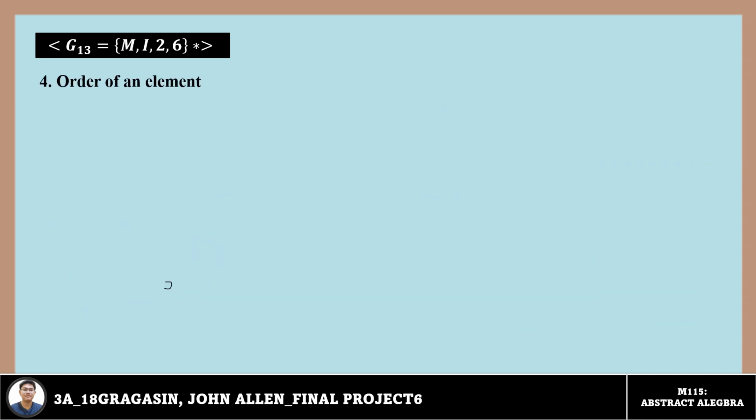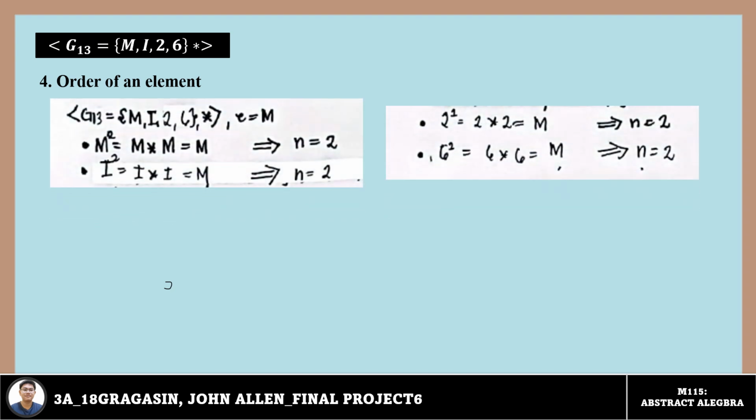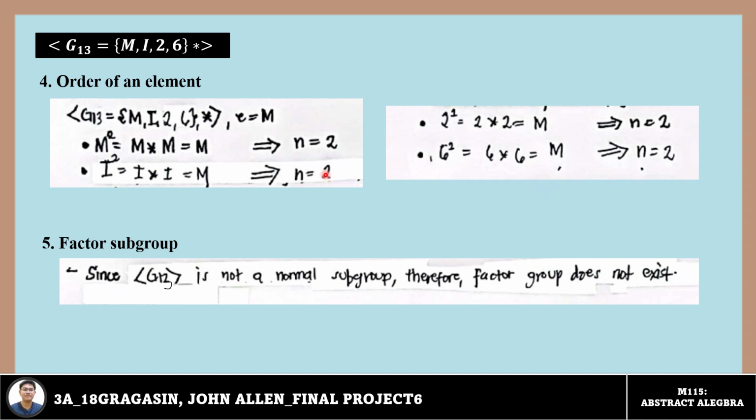And then for our order of an element, we have here M is 2, and then I is 2, 2 is 2, and then 6 is 2. And then for our factor group, since we concluded earlier that the subgroup is not a normal subgroup, therefore we conclude that the factor group does not exist or cannot be formed.